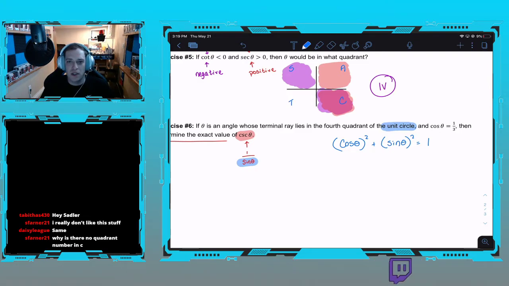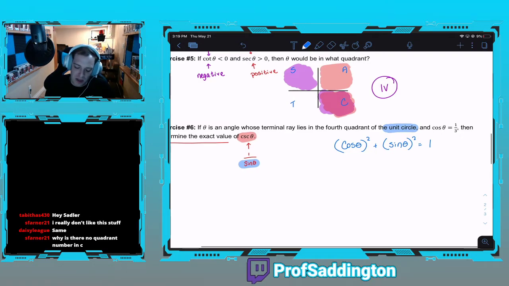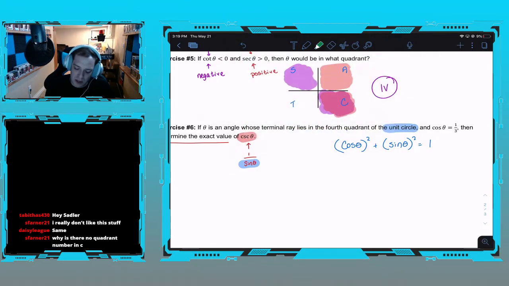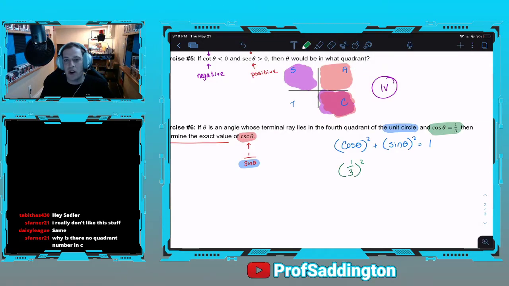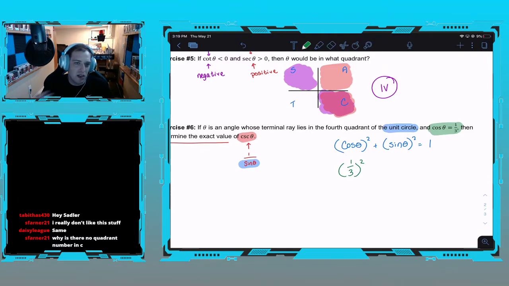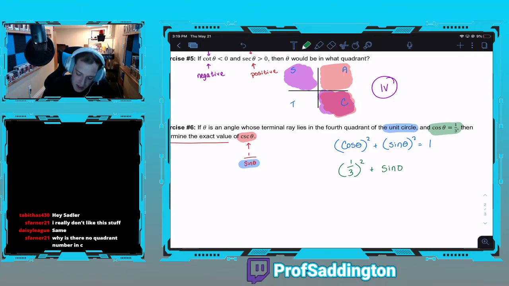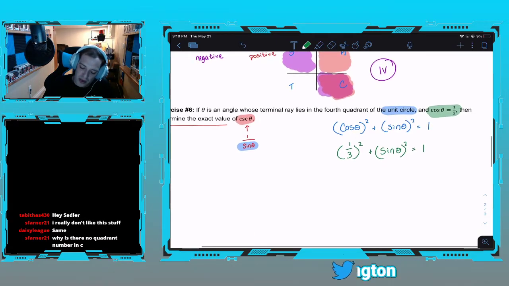Now we know what cosine is, so we can plug it in. Cosine is 1/3, so I'm going to have 1/3 squared. This beginning part is something that we already did in the lessons. I'm going to repeat it all, and I'm going to show you the one new step. So I have 1/3 squared plus sine theta squared is equal to 1. 1/3 squared is really just going to be 1/9.